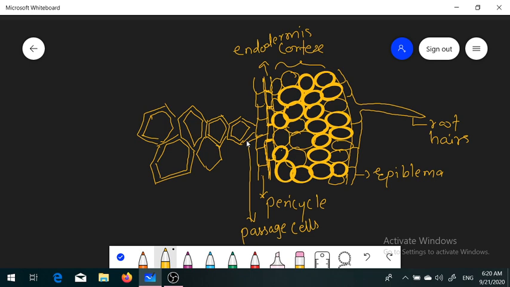So what happens when the water present in the soil in the form of soil solution, or soil water, is absorbed? This soil water contains dissolved minerals in it. This water enters, or is absorbed, inside the root hair.